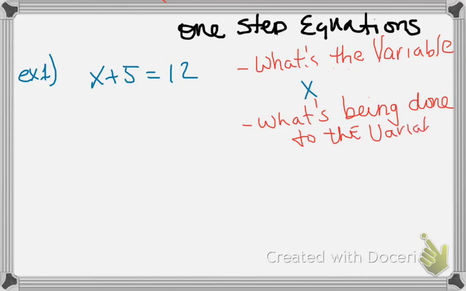So we want to look at what's being done to the variable. Look at the x. What's being done to x? If you notice, it's being added by 5. The next thing we say is we do the opposite to both sides.